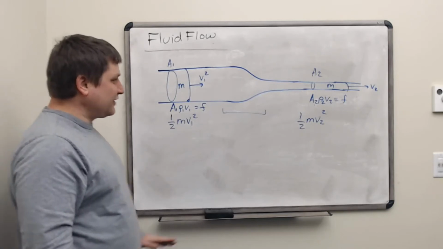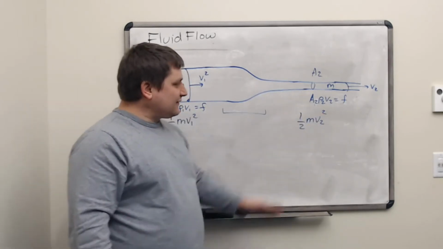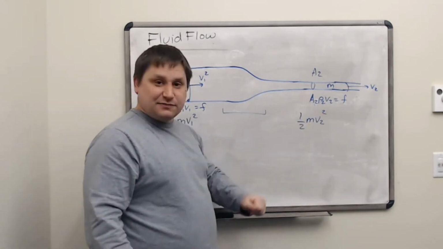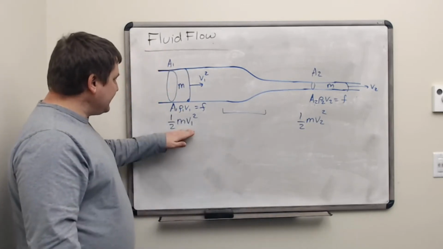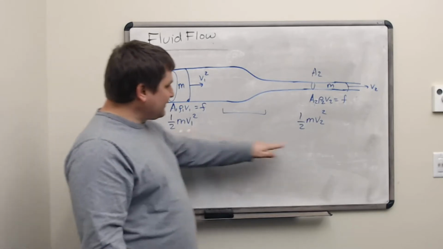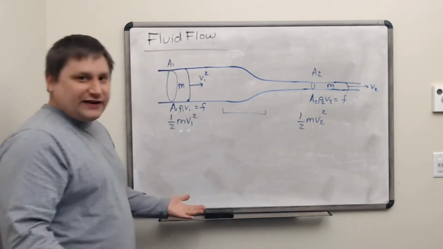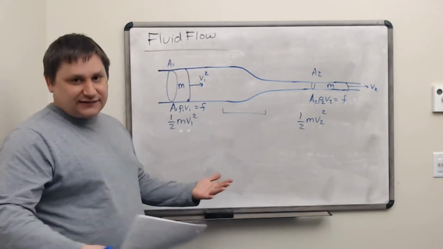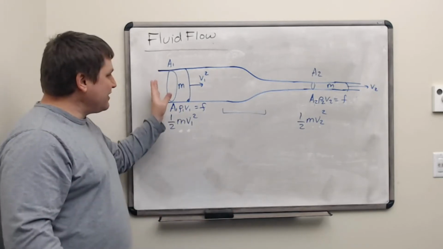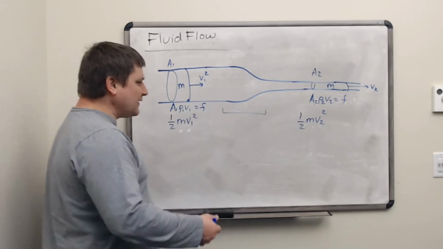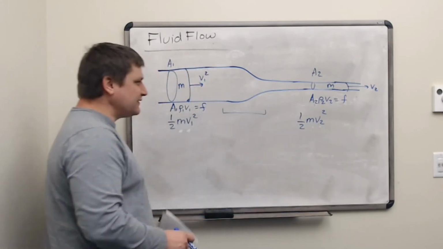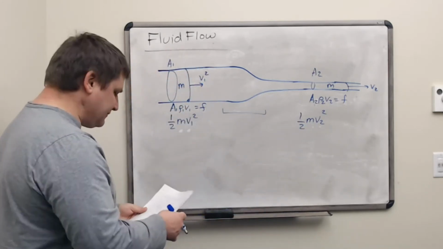Okay, so if there's a constriction in an area, then it's quite likely that this speed v2 will be different. So this is the kinetic energy of the fluid on the left, and here's the kinetic energy of the fluid on the right, and those are not equal. So the kinetic energy doesn't stay constant for a bit of mass as it moves through this constriction. It turns out that it actually goes up, because v2 is going to be higher if A2 is smaller.